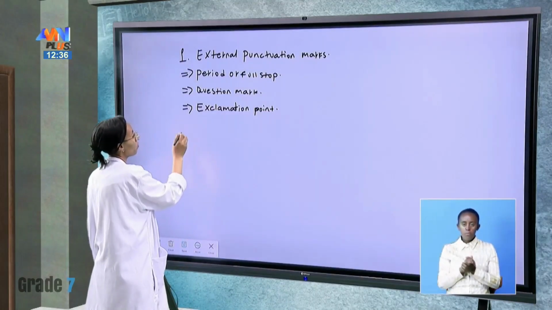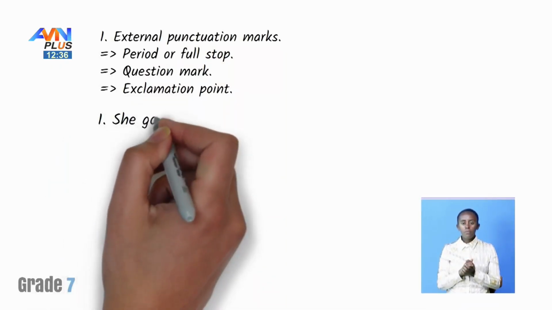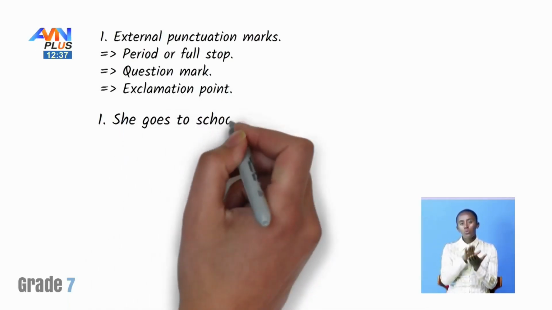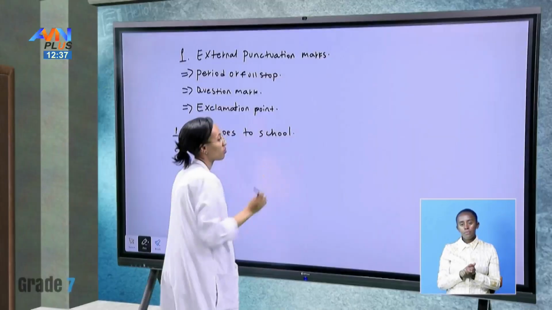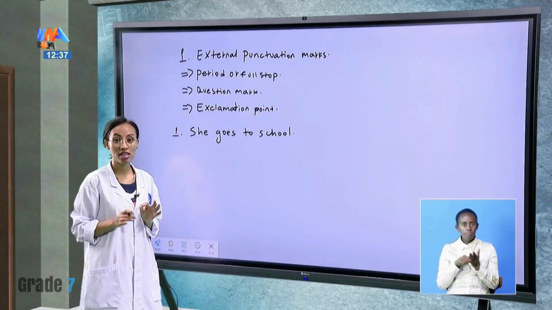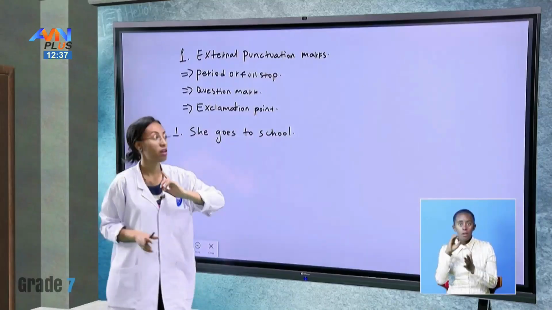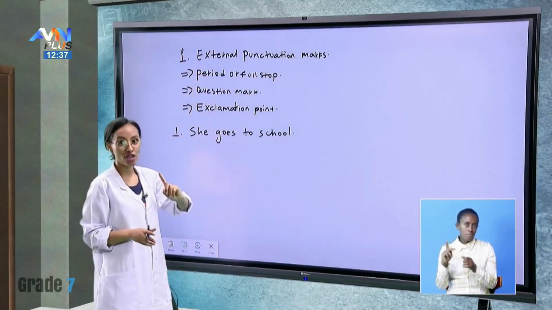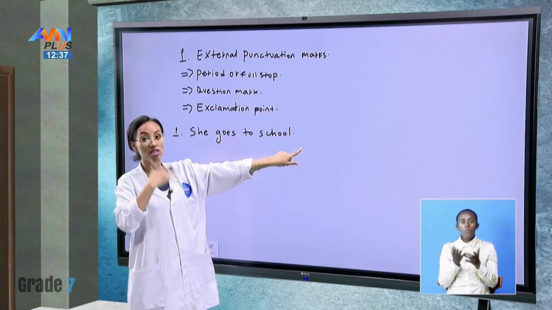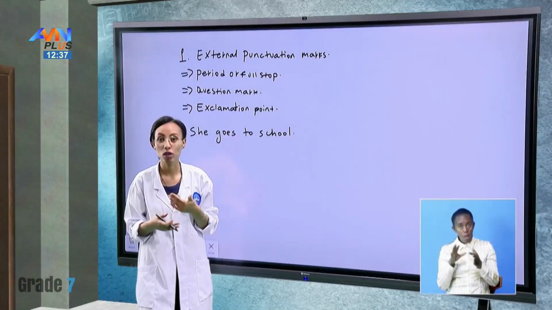The first one, for example: She goes to school. Full stop. Yes? Or period. So if we finish a sentence, at the end of a finished sentence, we have what? A period or a full stop. So that is what? External. We didn't use it in the middle. We used it at the end or outside the sentence. So if that is the case, we say it is an external punctuation mark.